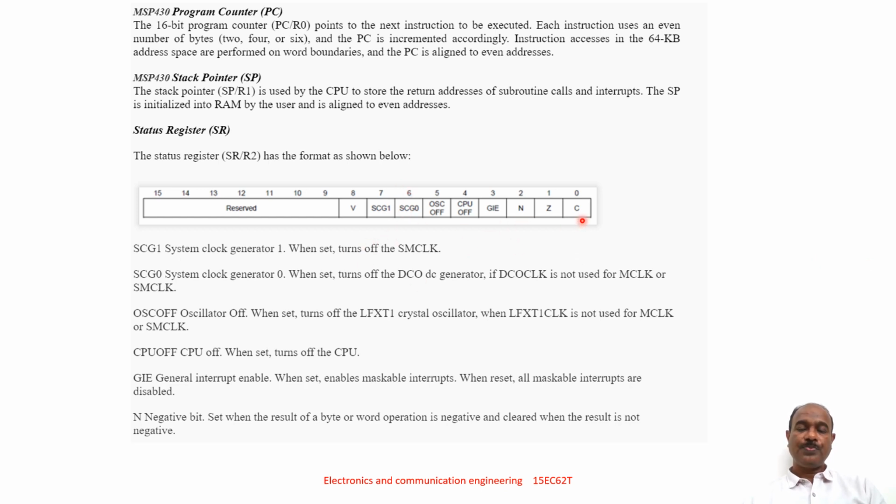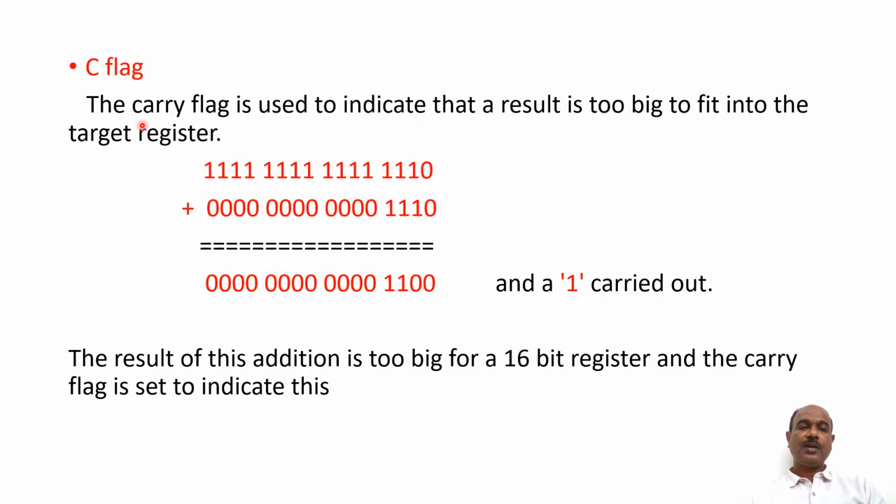Now let us see the details of the carry flag. This carry flag is used to indicate that a result is too big to fit into the target register. As you can see here, there is one example. There is one 16-bit number here, and this is another 16-bit number. I want to add these two. If you go on adding bit by bit, I will get this result. I have got a 16-bit answer, but I will also get an output carry. So a carry is generated.